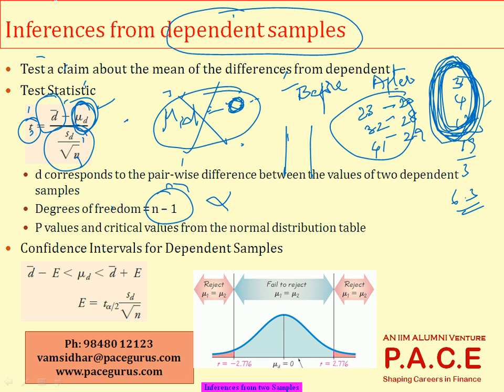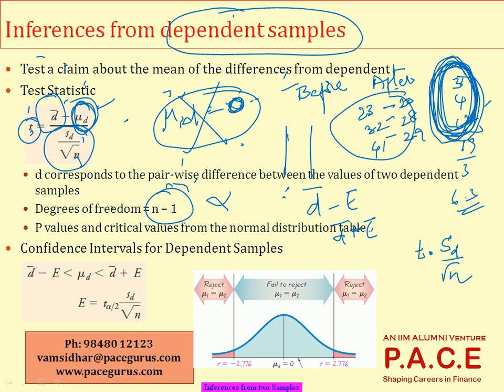And similarly, if I want to find the confidence interval of that difference, from the sample you get d bar. So you subtract the margin of error or you add the margin of error. And as we have discussed, the margin of error is nothing but the critical value, so because we are using a t distribution, the t value corresponding to the 95% area, multiplied by the standard error. Standard error is s by root n. So this is the margin of error.